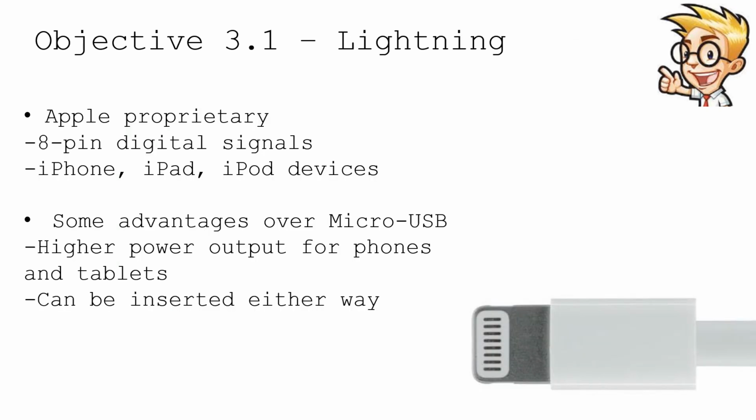If you have an Apple device, you may be using a Lightning connector. This is an 8-pin connector that's used to transfer data and provide power for certain models of iPhones and iPads. The Lightning connector was introduced when the micro USB was common for mobile devices. But Lightning allows us to have additional power output, especially for those larger phones and tablets. And unlike micro USB connectors, the Lightning connector doesn't have a top or bottom. You can plug it into either orientation and you're good to go.